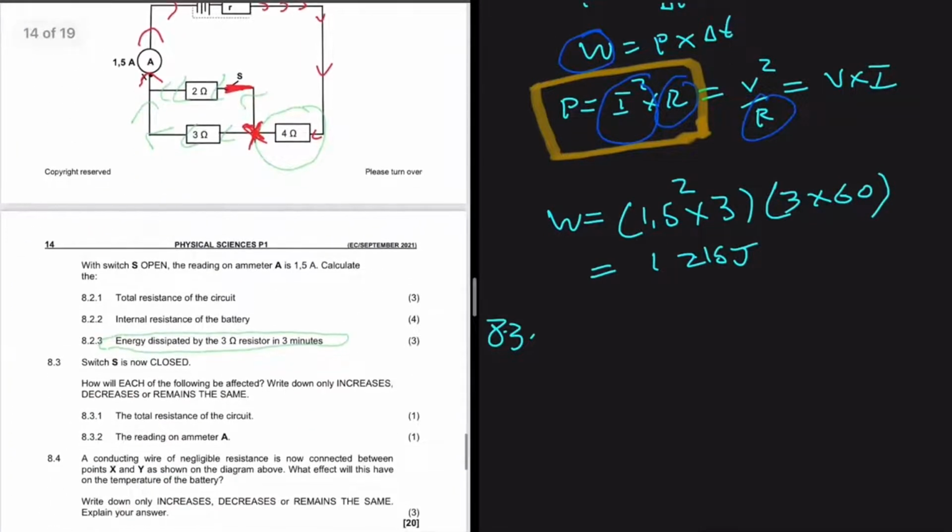And then, how will each of the following be affected? Write down only increase, decrease, or remain the same. 8.3.1, the total resistance of the circuit. The total resistance of the circuit will decrease. Why am I saying so?